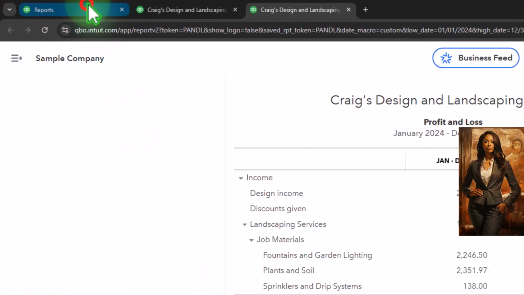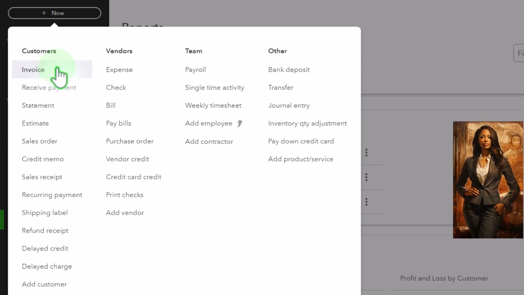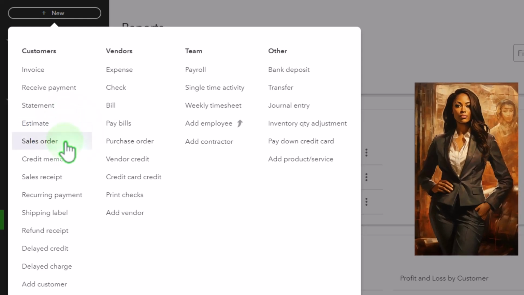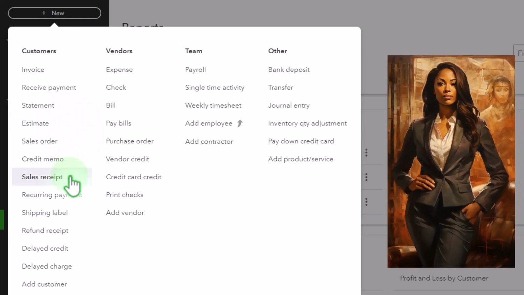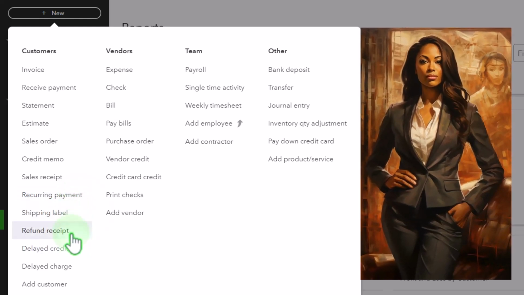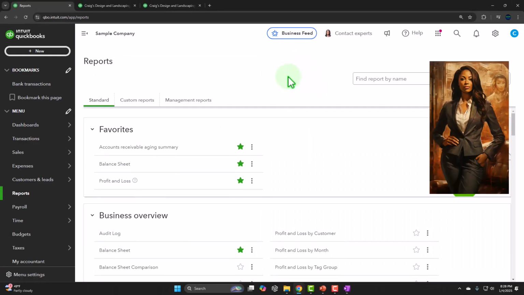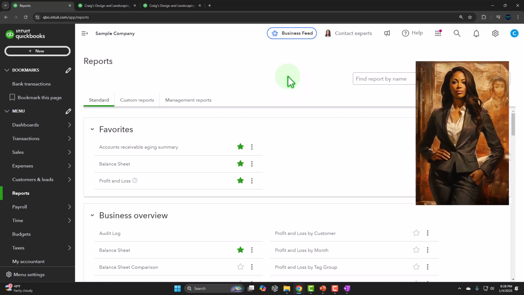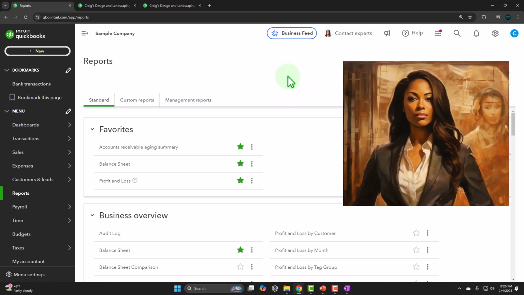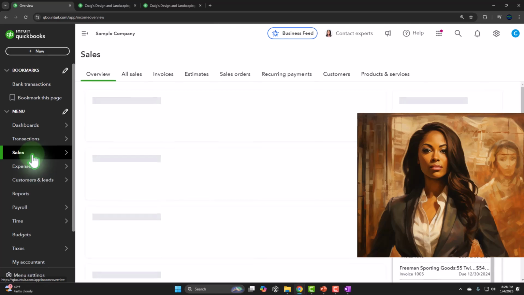So if I go back on over here to the first tab, we hit the plus button. That means I can look at each of these forms: invoice, receive payment. We have statements, estimates, sales order, credit memo, sales receipt, and then recurring payment, shipping labels. These are more abstract and might not apply all the time. Refund receipt. And then if we have a type of business where we have to track the accounts receivable in particular, we would go into what I would call the customer center. That's what it used to be called. Now it's the sales tab over here. And then we can track the customers.